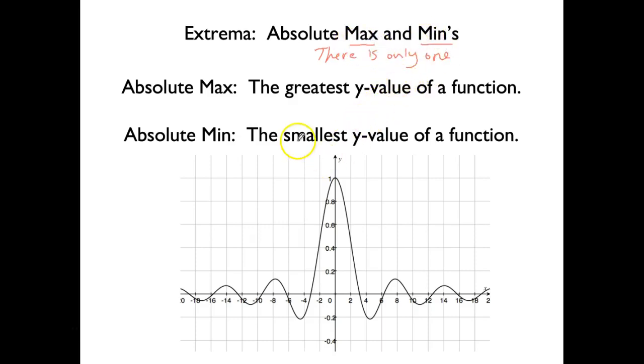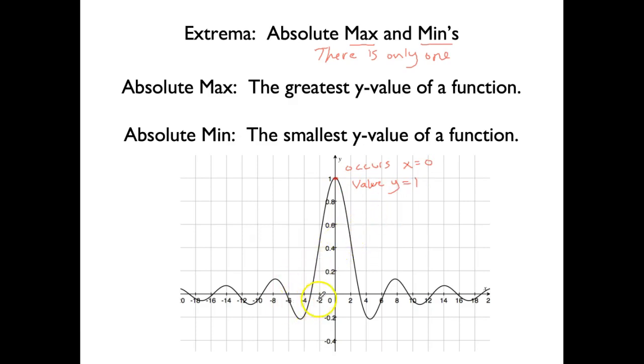Okay, so like on this graph here, your absolute max would occur at x equals 0, and the value is y equals 1.